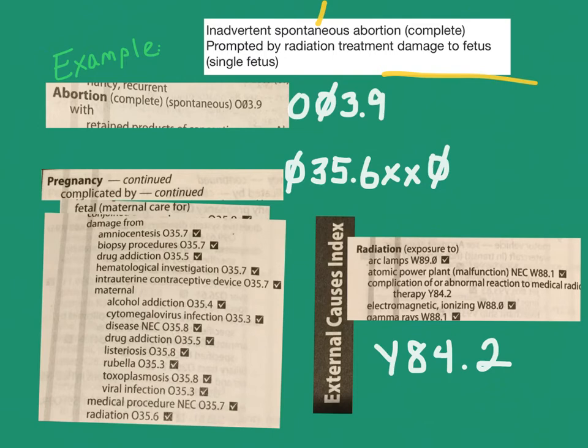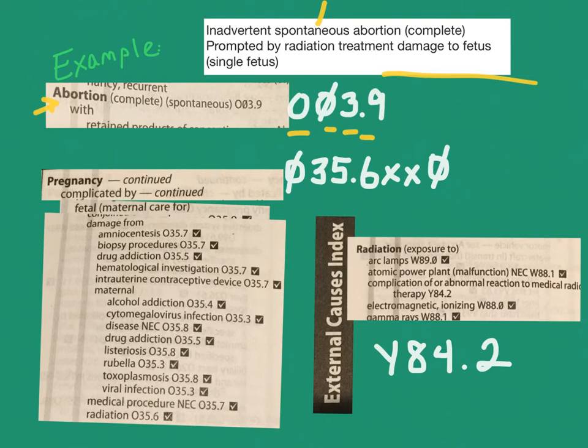So that is where we are going to begin in the alphabetic index, CM, main term of abortion, and here you find the 2 non-essential modifiers, complete and spontaneous, which leads us to code O03.9. Then we need to pull in that complication of the pregnancy code. So let's take a step back and think about this one. There actually was damage, a complication with the fetus due to radiation treatment. So this is kind of an interesting way we're going to get to this code.